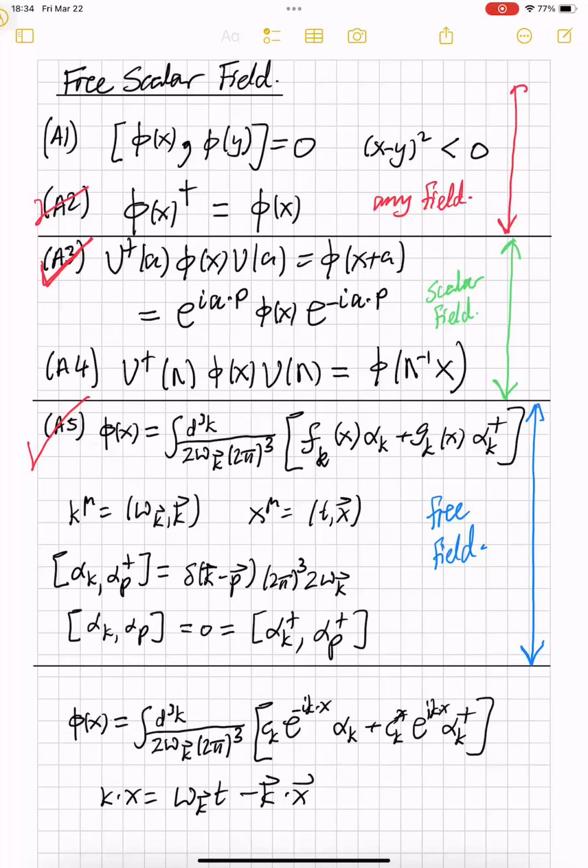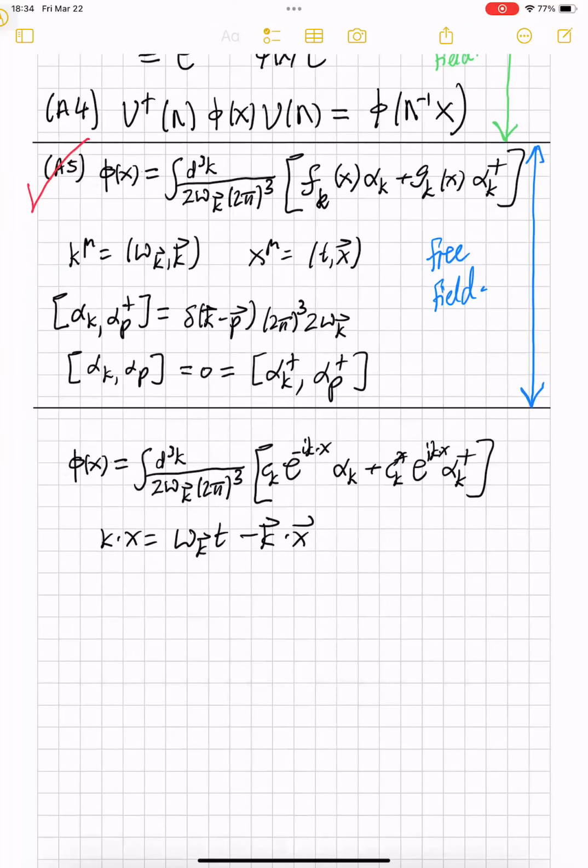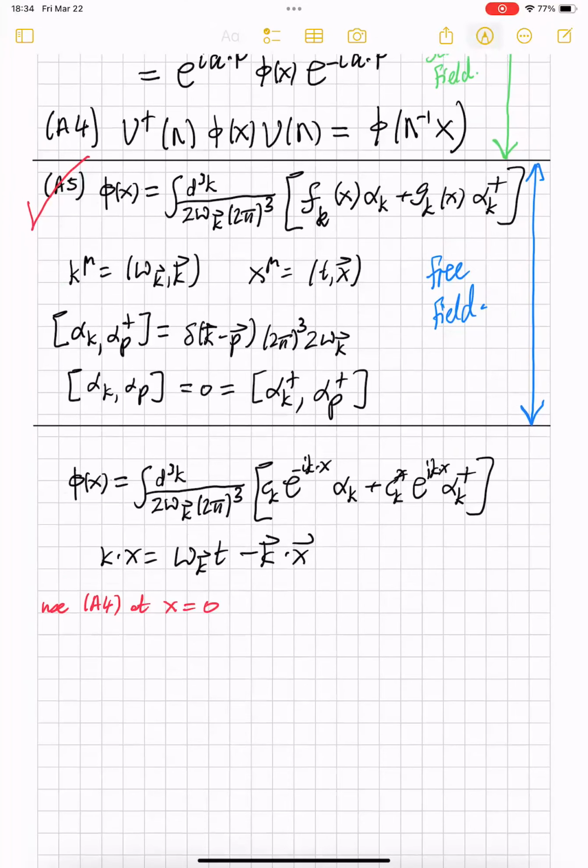So we want to use A4 now. But to make life simple, I'm going to use A4 at x equal to 0. We've already fixed the x dependence. So if we check that it works at x equal to 0, we know by translations it'll work at any other x. So at x equal to 0, we've got u dagger of lambda acting on phi of 0, u of lambda, is equal to phi of 0. So let's use our mode expansion and work out explicitly what that is.